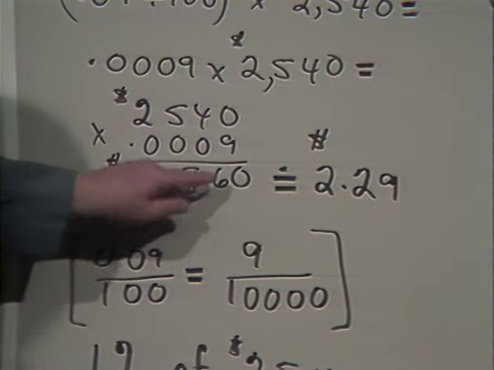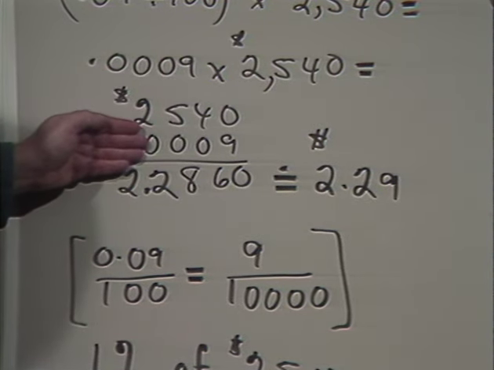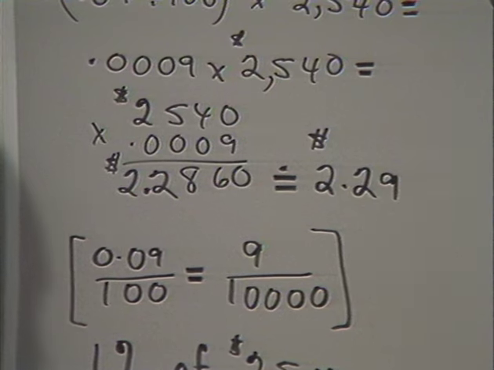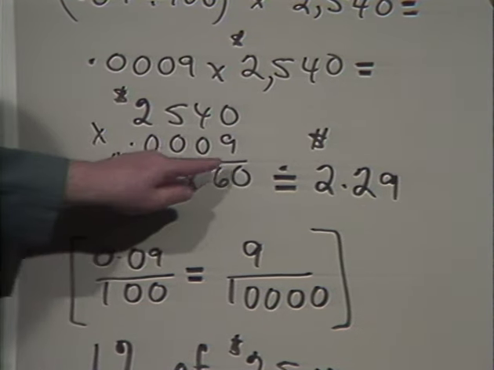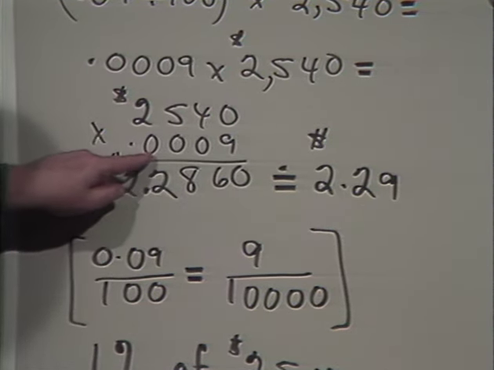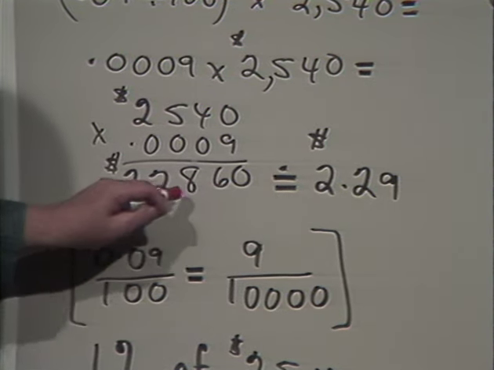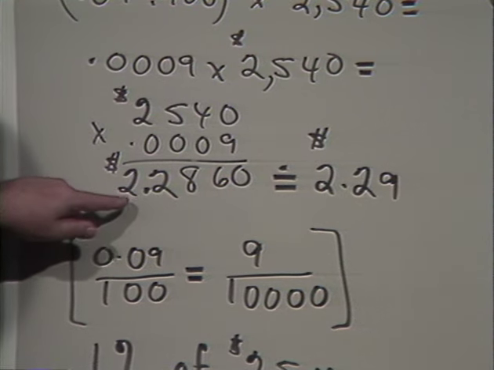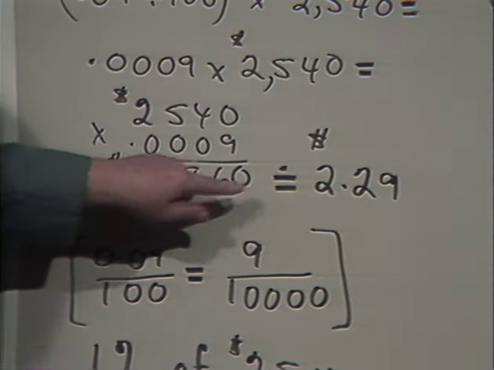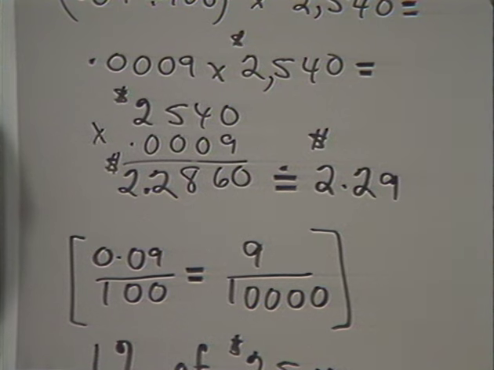I now take the $2,540 and multiply that by 0.0009. And how do I do that? I multiply as if there were no decimal point here. That gives me 22,860. I count the number of decimal digits to the right of the decimal point, 1, 2, 3, 4. I then count in 1, 2, 3, 4 places. So the answer is $2.2860.